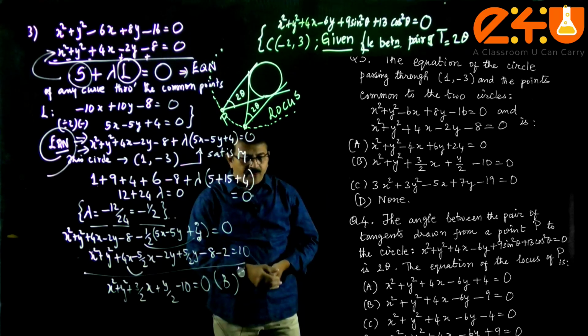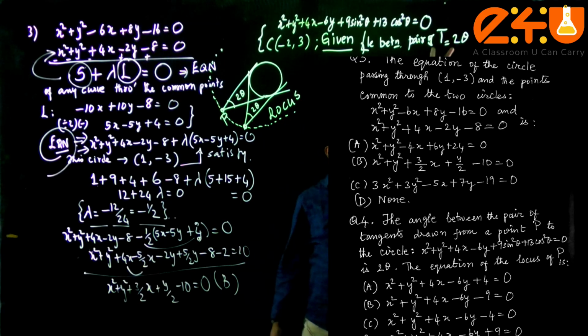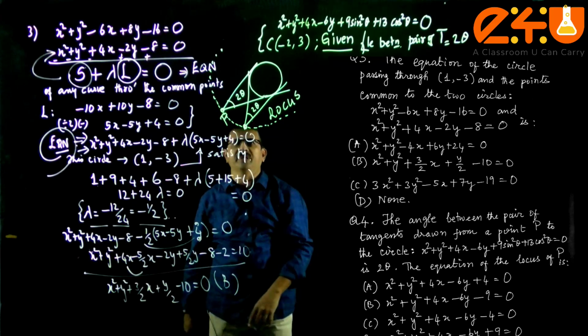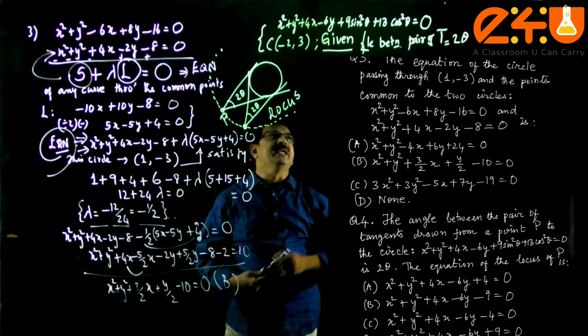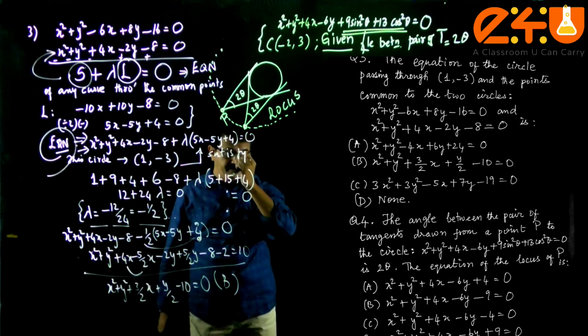Fine. What I wish to tell you at this point is the given angle is 2 theta between the pair of tangents. Between the pair of tangents, the angle is 2 theta, and there is a theta appearing in the given circle. Okay.